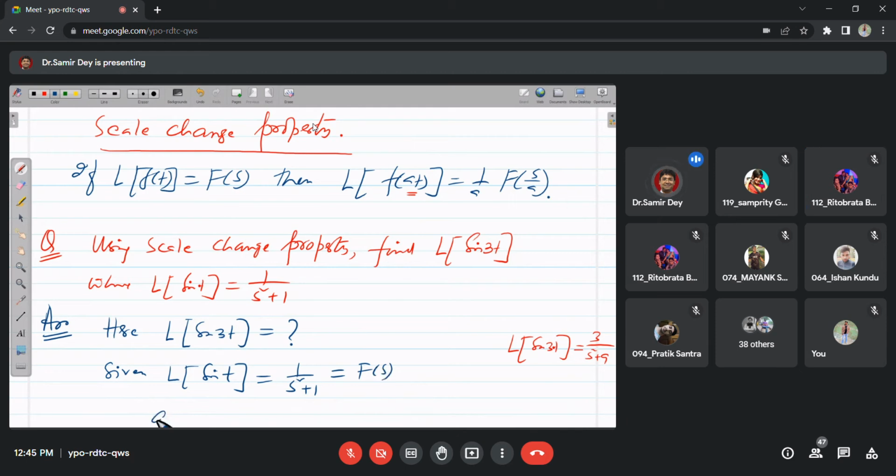Correct? And what is your ft? Anyone? Sine t, because after taking L of ft, then you will get the fs. Yes, sir. Okay, so that's why ft is equal to sine t and L of ft is 1 by s square plus 1, which is fs.